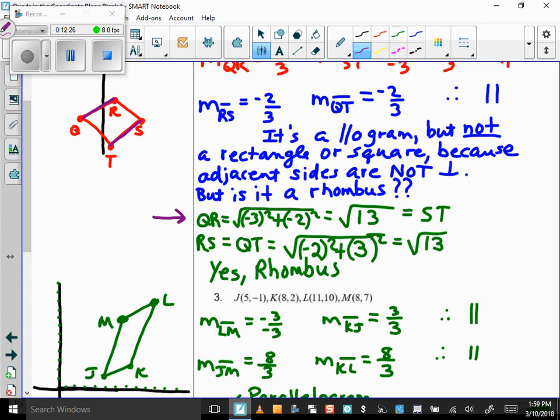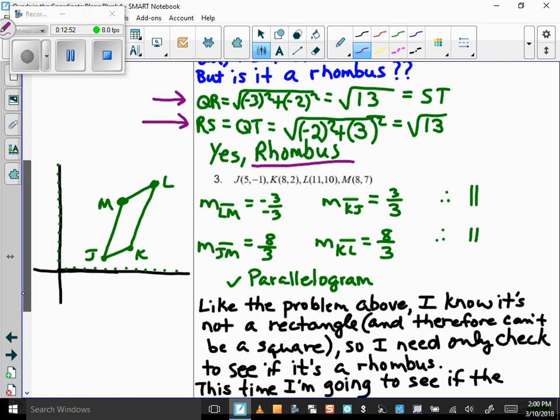That opposite sides are congruent, so I don't have to use the distance formula to find the length of ST. So then I wanted to find the adjacent side to QR, which is RS, and find its length. It turns out to be the square root of 13 also, which means QT has the same length as that. So since all 4 sides are congruent, it's a rhombus. Okay, how about the next one?